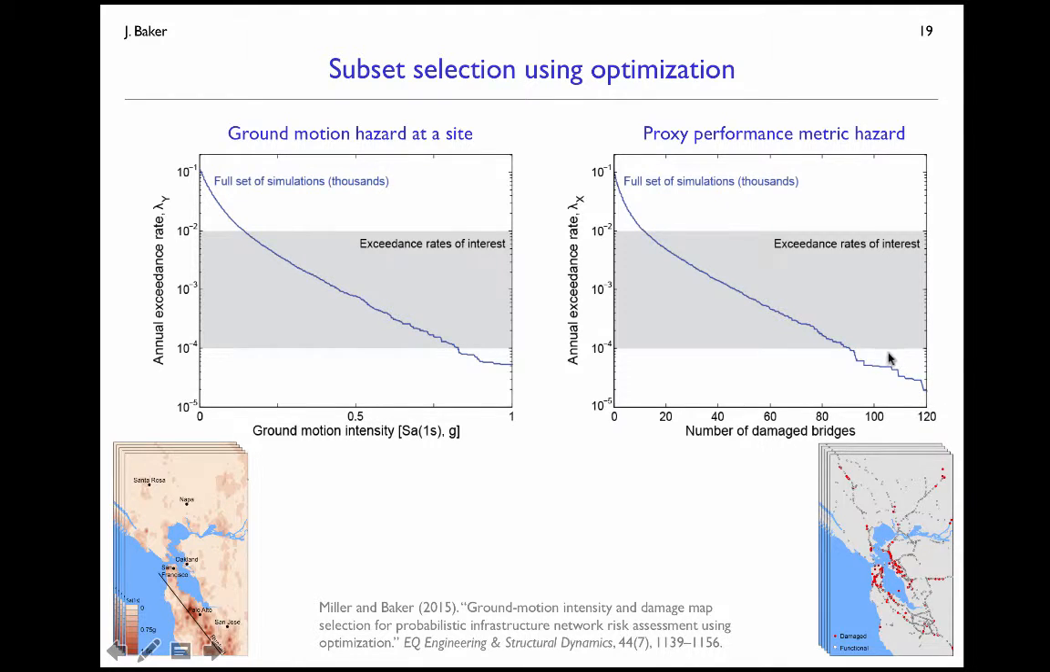And those don't need to be specified arbitrarily, but in this case, we're going to look at events that happen somewhere between 10 to the minus 2 and 10 to the minus 4 per year. So that's once every 100 years to once every 10,000 years.